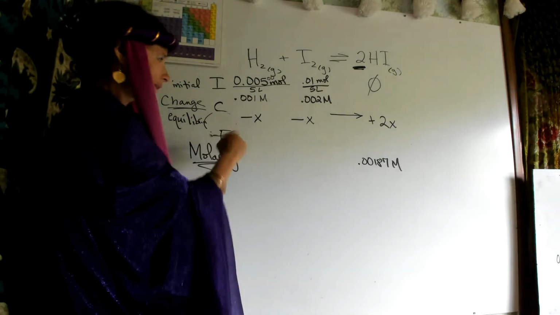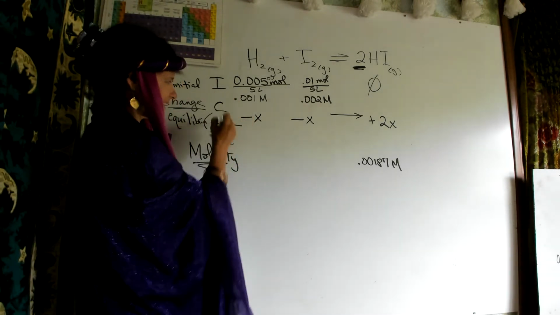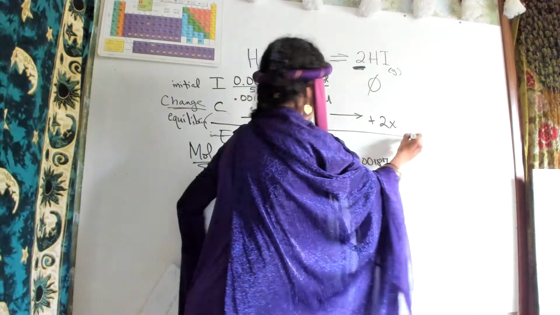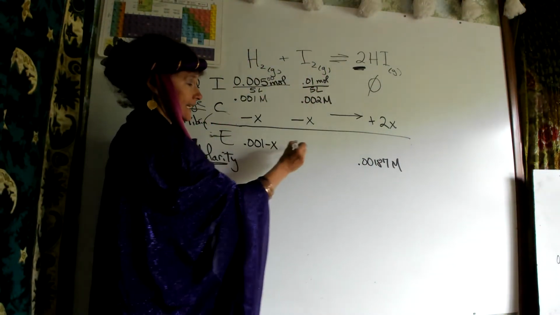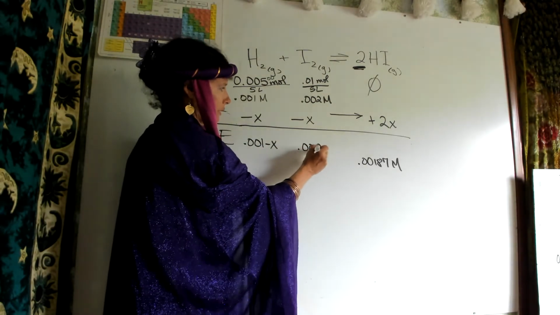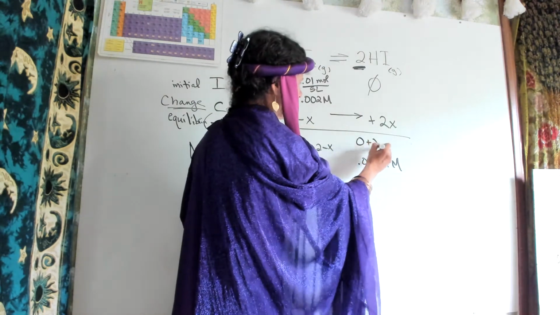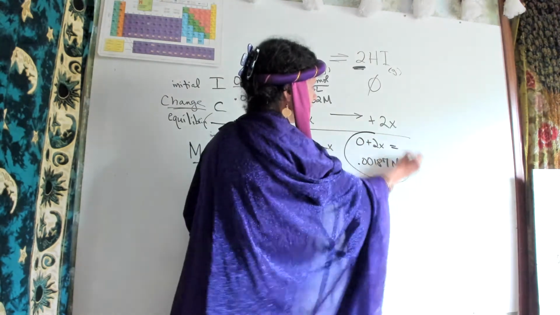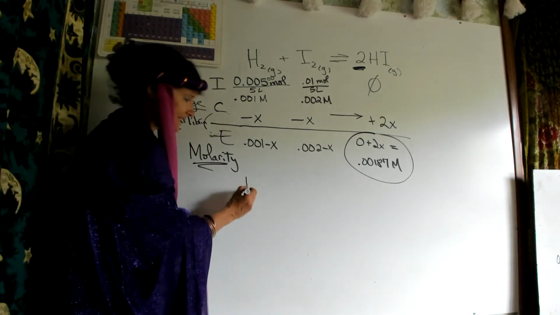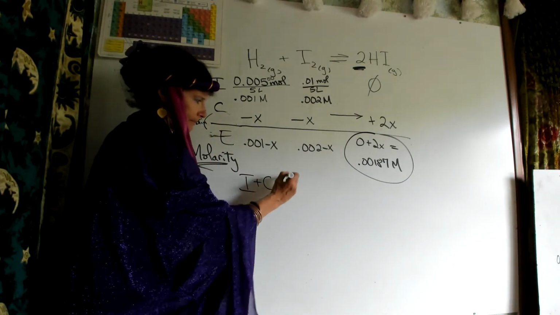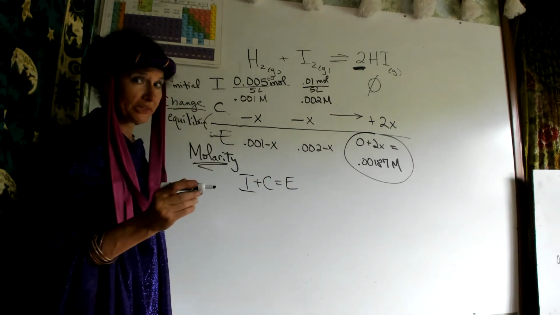All right, so at equilibrium, the I plus the C will give you the E. So you can put a line here if you want. So this is going to be 0.001 minus x, 0.002 minus x, and this will be 0 plus 2x. And that's going to have to equal that number, because we already knew what that number was. But I plus C will equal equilibrium. I plus C equals equilibrium.